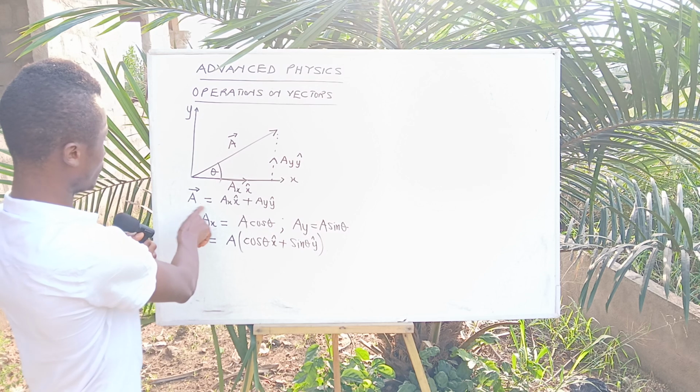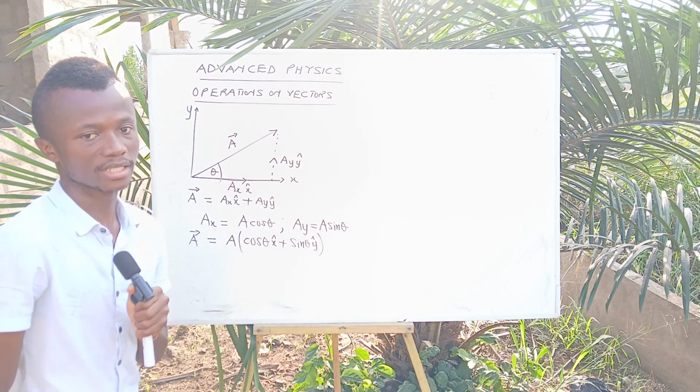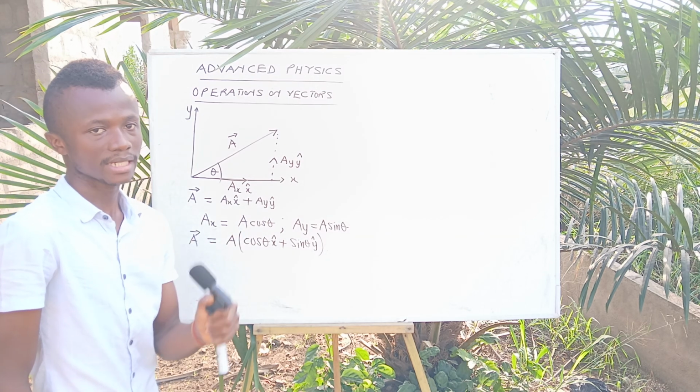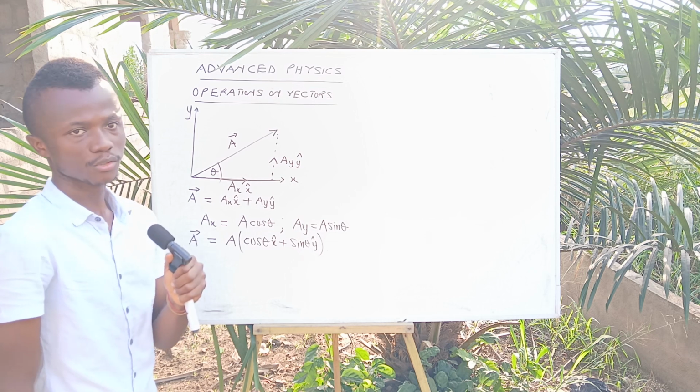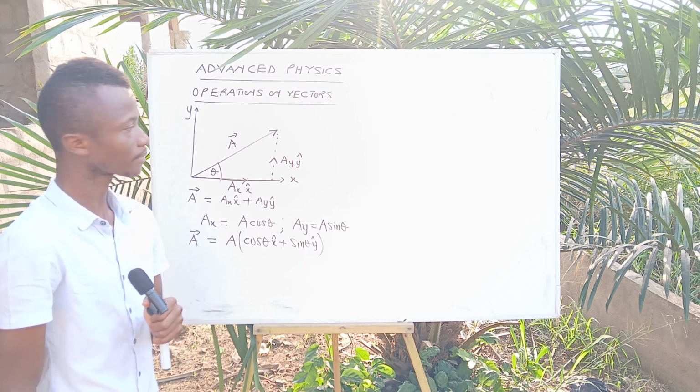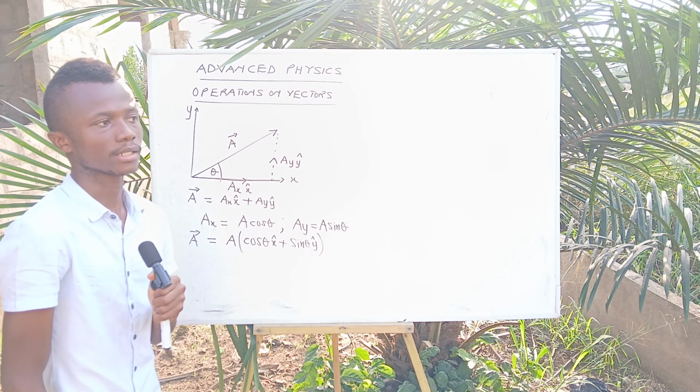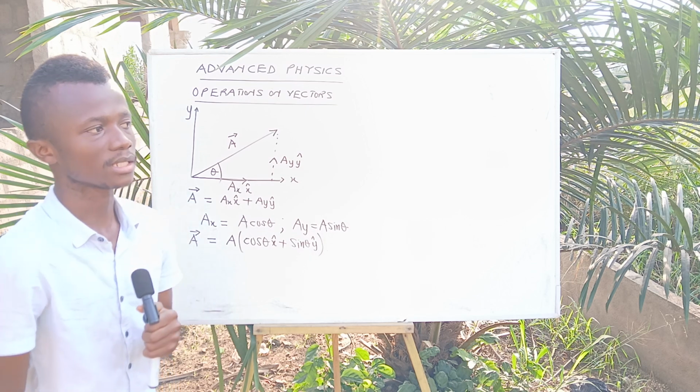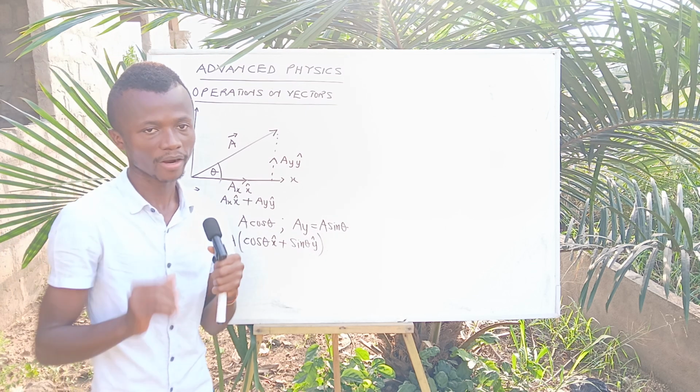Now this very thing is one of the operations on vectors. That vectors can be added, vectors too can be subtracted, vectors can be multiplied, and in special cases vectors can be divided.